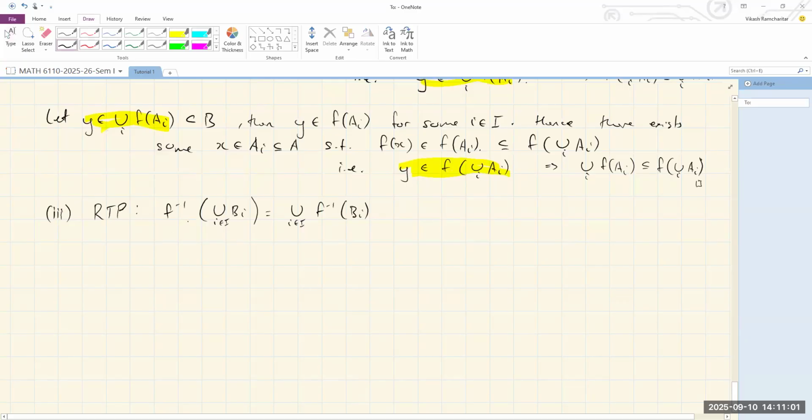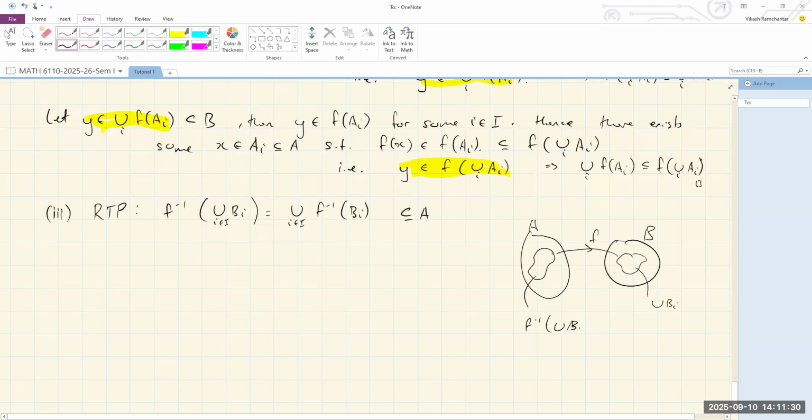Notice that these sets live in E. These sets are subsets of E. That's where the pre-image lives. Right? So if here's A, if here's B, let's say this set here is the union of Bi's. Here's f. This set here is the pre-image of the union of the Bi's. Okay, that's what the pre-image is. It's everything such that when you apply f to it, you land up in this set. So the pre-image lives in E.